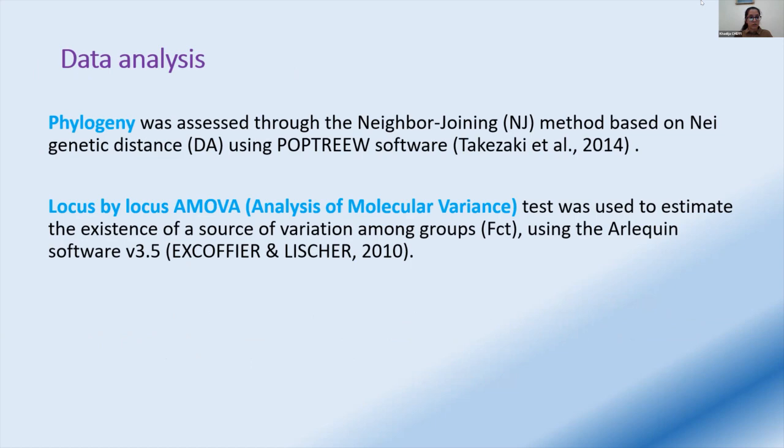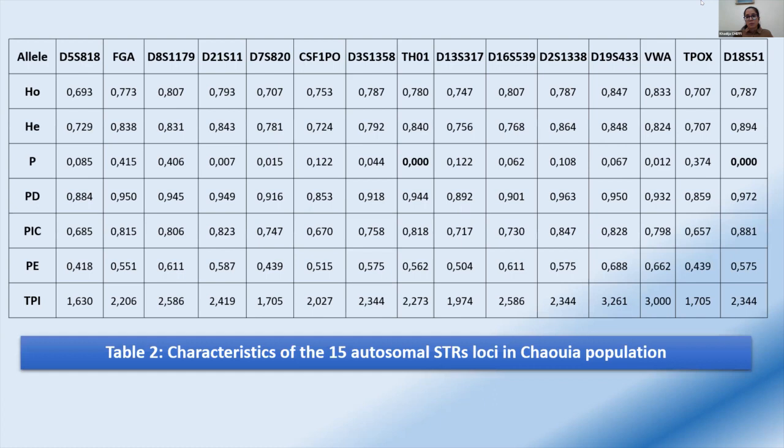Here, this table presents different characteristics of the 15 STR loci in the Sharia population. The highest heterozygosity was observed in the marker D18. Two markers showed a deviation from Hardy-Weinberg equilibrium, including TH01 and D18. All markers exhibited high power of discrimination, but the highest was exhibited by D18.